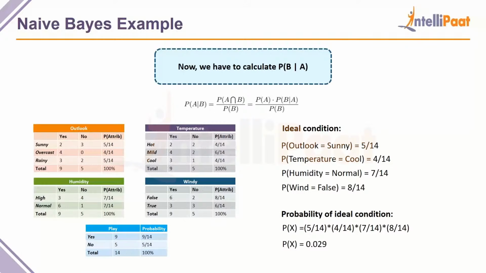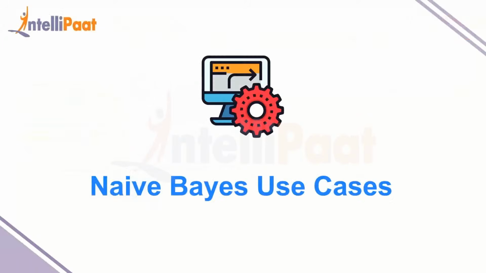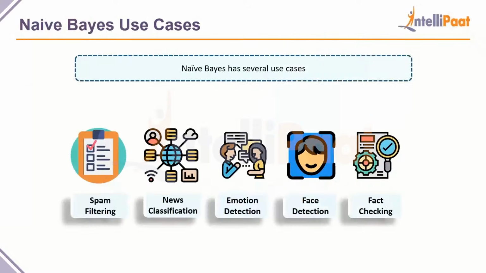We put the data into the formula, and the output we get is 0.029. So that's a low probability, and if the value that we get out of it is low, that means that we are not going to go out and play. So we go out and we get the probability of yes and no. The probability of yes is 0.73, which is a high value, so that means that we are going to go out and play. So that's how we calculate the probability of yes and no. And now that that is done, let's take a look at some of the use cases. So Naive Bayes has several use cases.